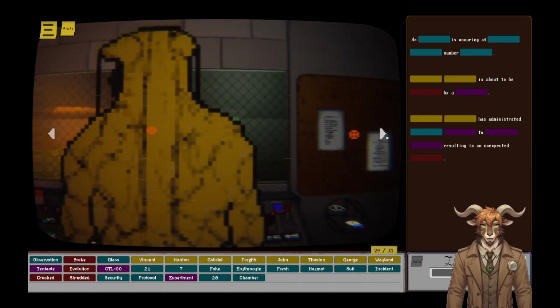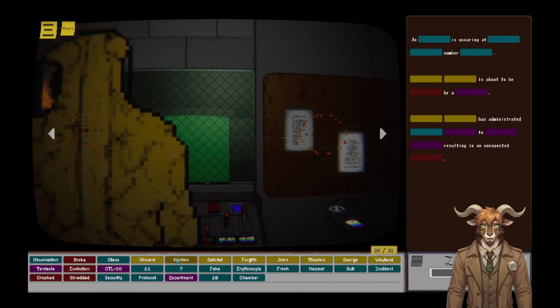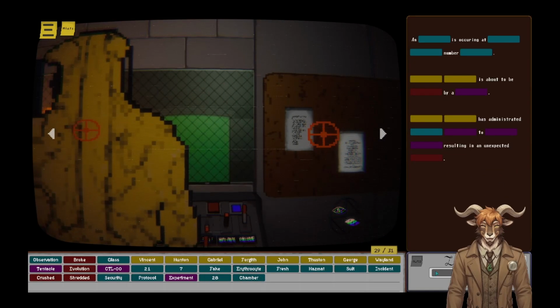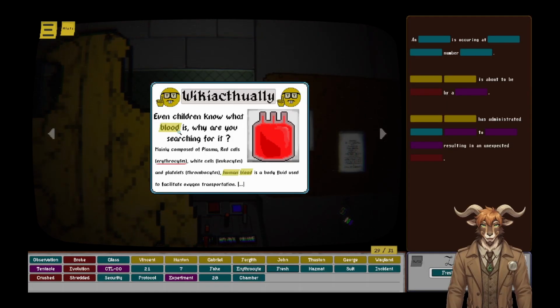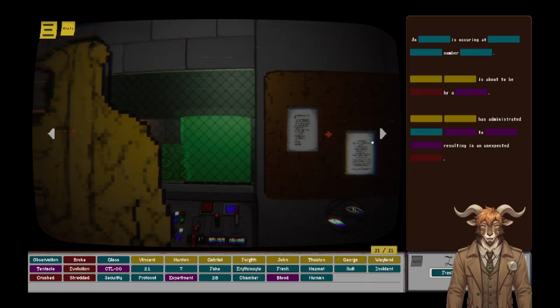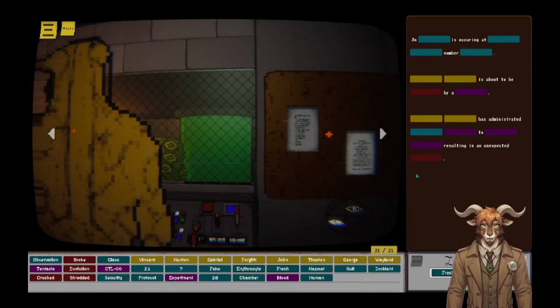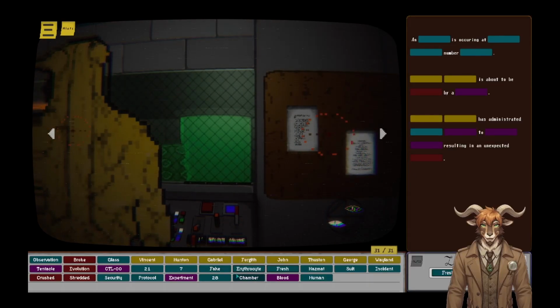We probably want to search up erythrocyte because I have no idea what it is. Erythrocyte. Fresh. Even children know what blood is. Why are you searching for it? Wow, rude. Mainly composed of plasma, red cells, erythrocytes, white cells, leukocytes, and platelets, thrombocytes. Human blood is a body fluid used to facilitate oxygen transportation. Transplantation, even.